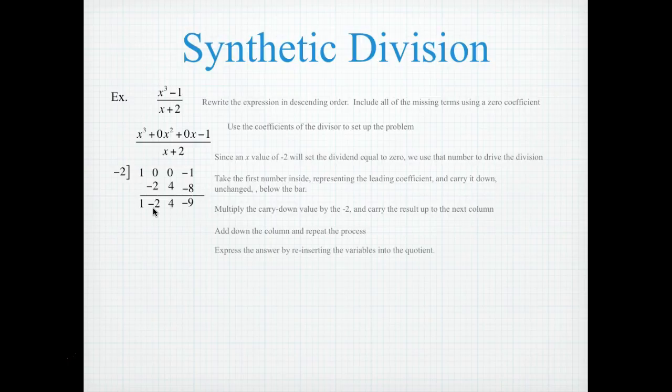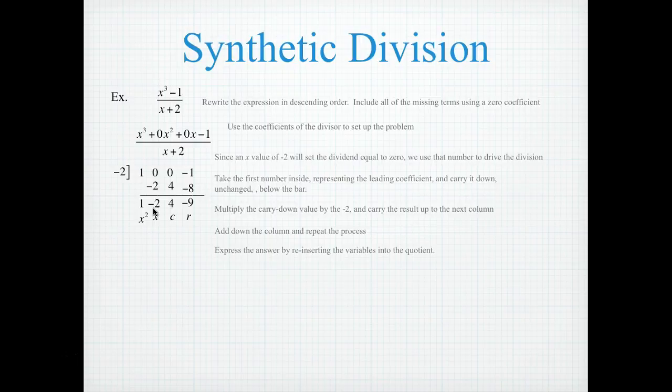The next step is to express the answer. So in order to interpret the answer, we have to reinsert the variables into the quotient, because we see 1, -2, 4, and -9. The number on the far right always represents the remainder. Just to the left of the remainder is the constant, followed by the linear term, and then the quadratic term, and so on, depending on how many terms you have in your quotient.